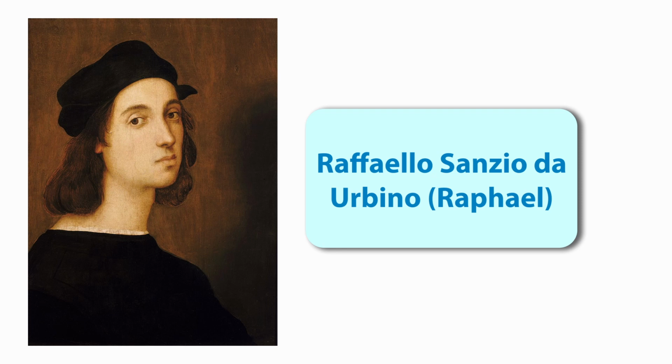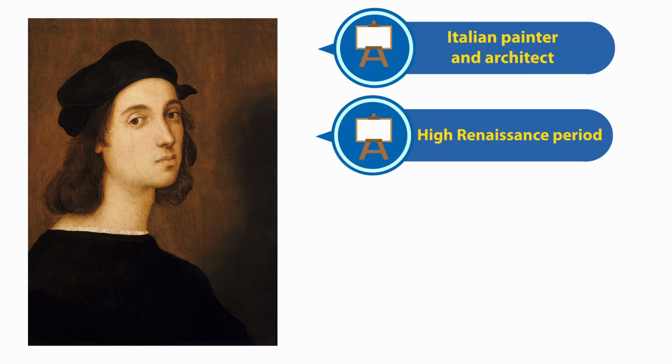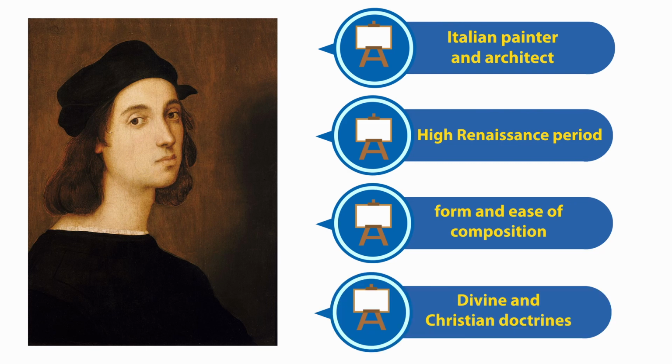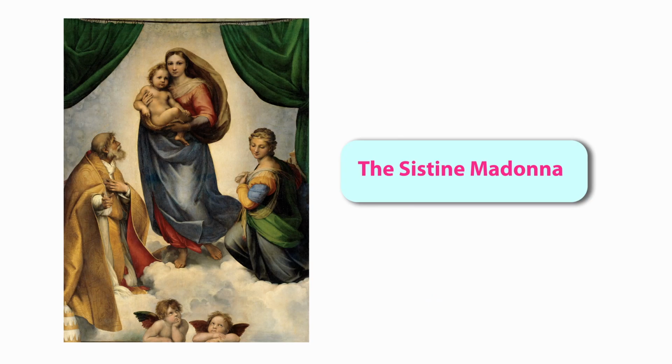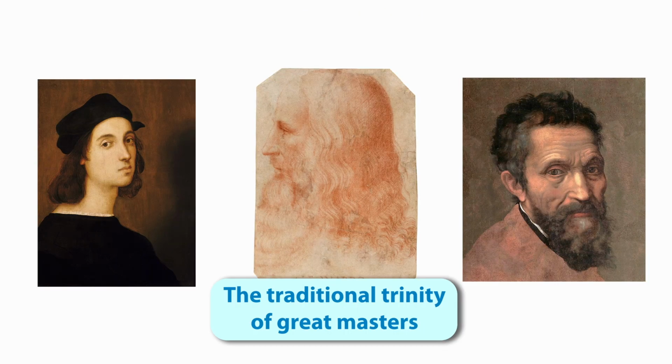Third is Raffaello Sanzio da Urbino, who is also known as Raphael. Raphael was an Italian painter and architect of the High Renaissance period. His work was admired for its clarity of form and ease of composition, and for its visual achievement of interpreting the divine and incorporating Christian doctrines. His famous works were the Sistine Madonna, the School of Athens, and the Transfiguration. The Transfiguration was Raphael's last painting, on which he worked up to his death. Together with Michelangelo and Leonardo da Vinci, they formed the traditional trinity of the great masters of their period.